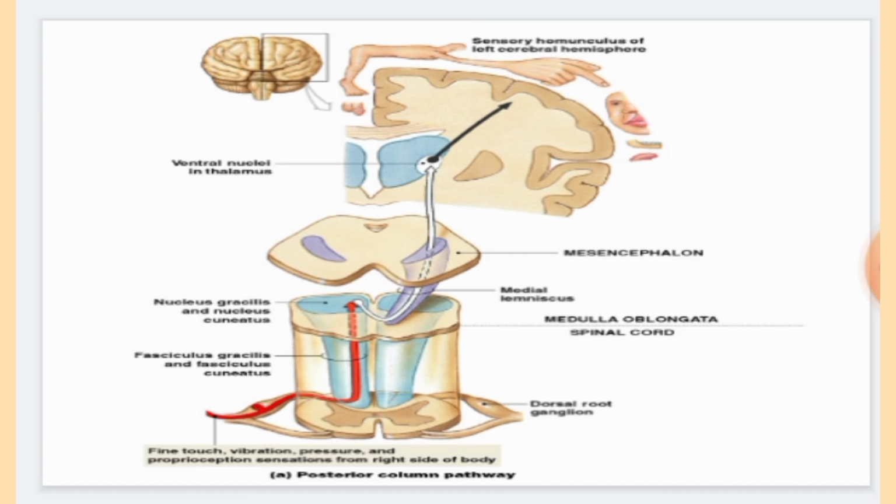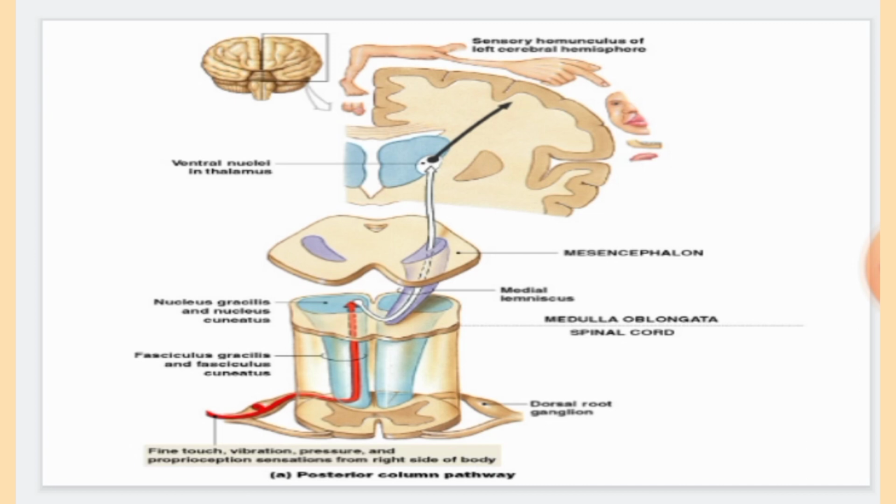The next one is the nucleus gracilis and nucleus cuneatus, which are present at the bottom of the medulla. Both nuclei contain second-order neurons of the dorsal column medial lemniscus pathway, which carries fine touch information from the body to the brain.